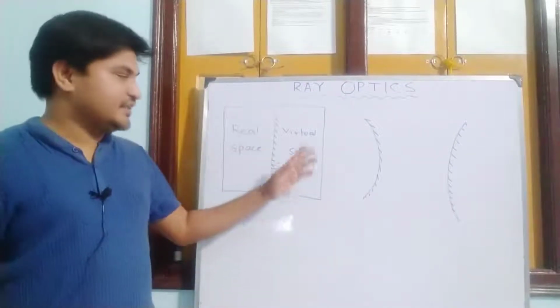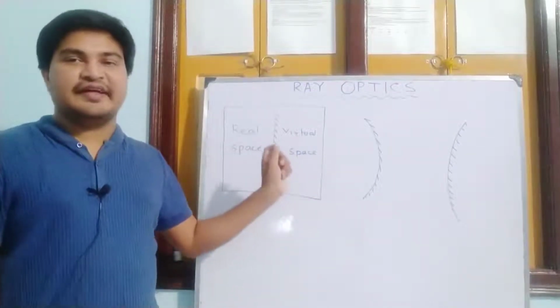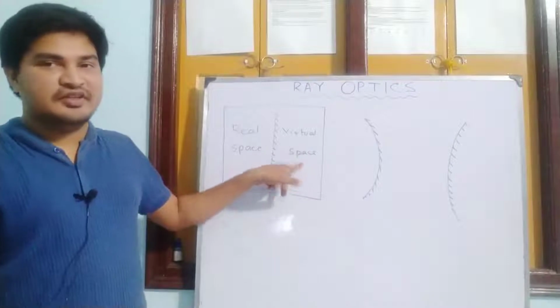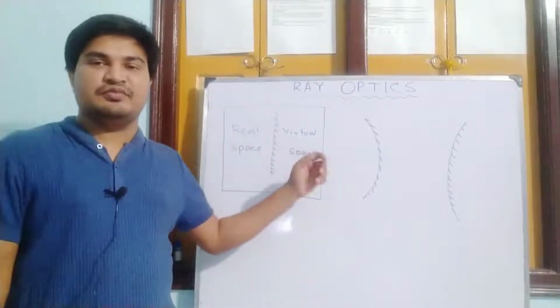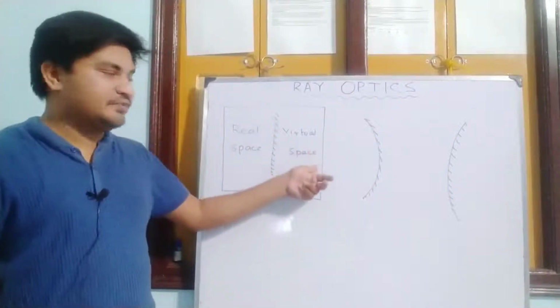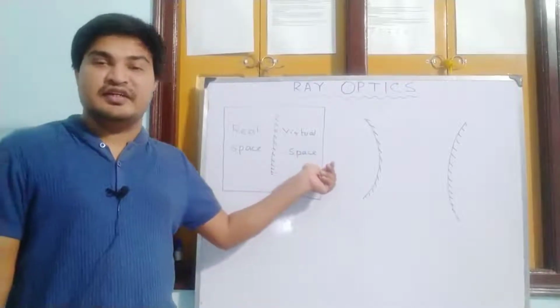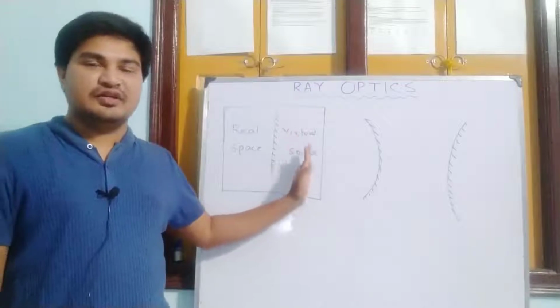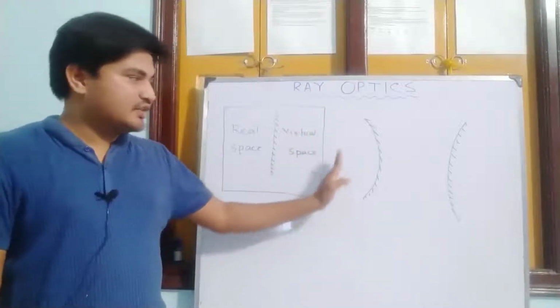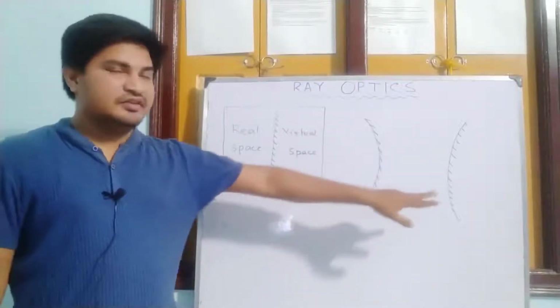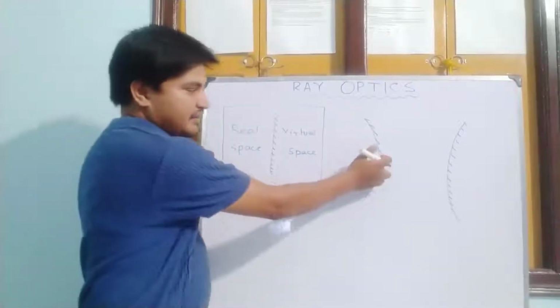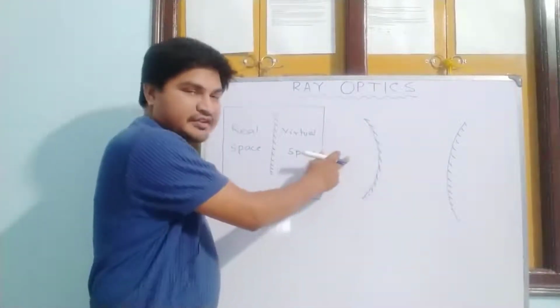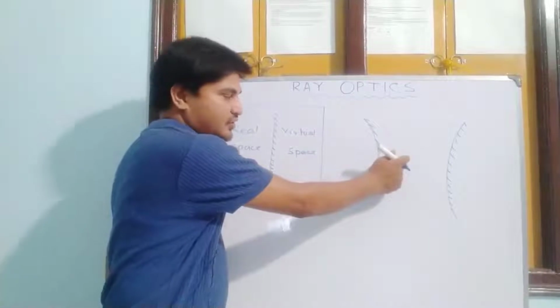If any object is placed in this position or any image is formed in this position, then the nature of the image or object will be virtual. That is, if the object is placed in this place, the object is called a virtual object, and if an image is formed in this position, then we call the image a virtual image. The same thing happens for this curved mirror. This is the reflecting surface. So this space is called real space, this space is called virtual space.